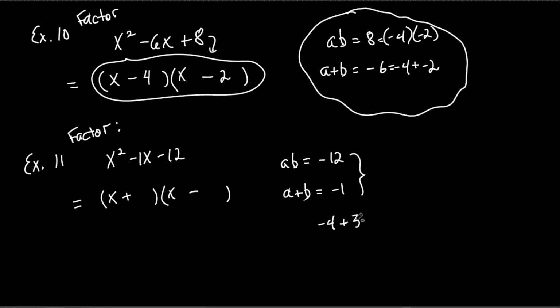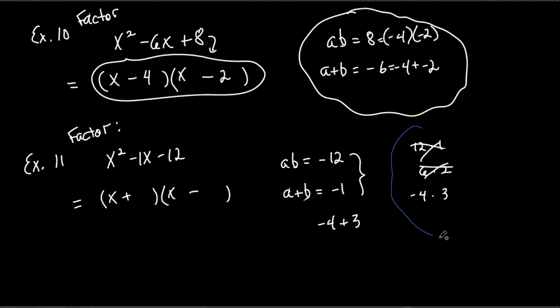Everybody see that? So this is what's going on in your head. If you want, write them down: 12 times 1, 6 times 2, 4 times 3. And then you can put the signs in there, and you say, which one is going to add up to a negative 1? Well, definitely not this one, definitely not this one. So let's figure out this one. Which one's positive, which one's negative? It has to add up to be a negative, so that's going to be a negative.